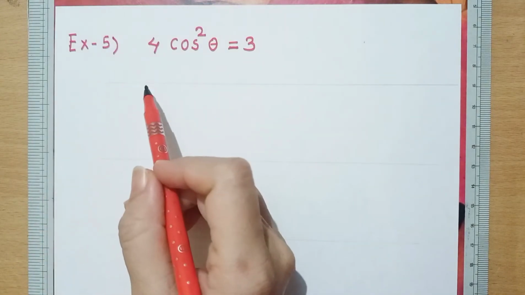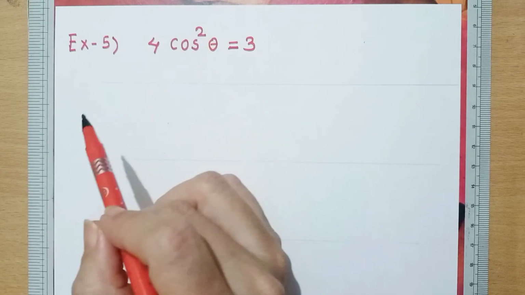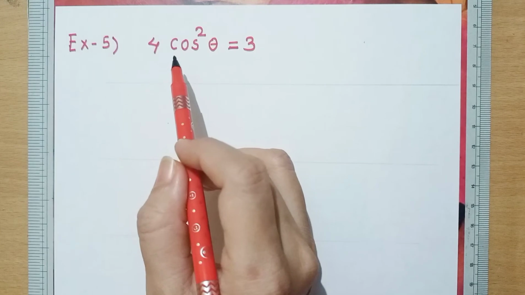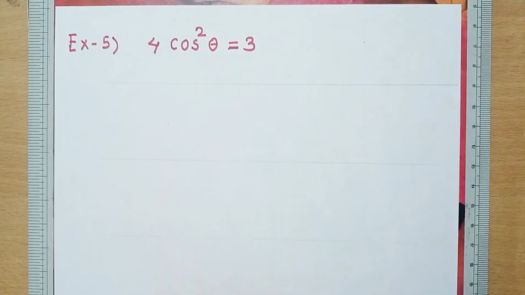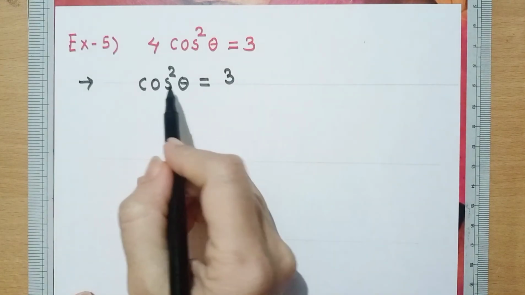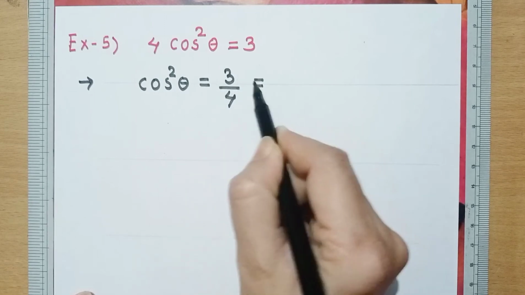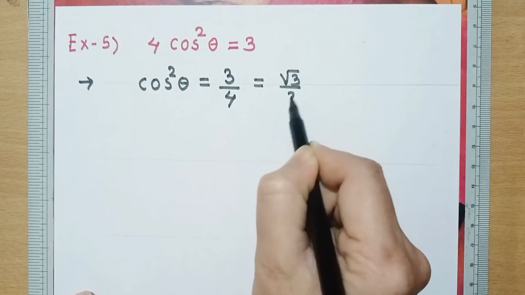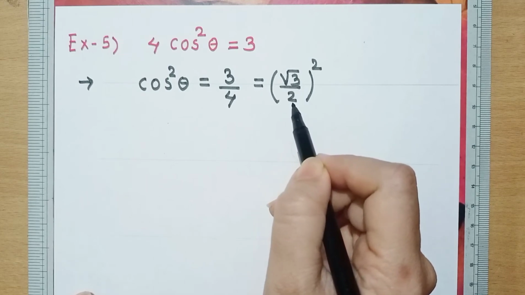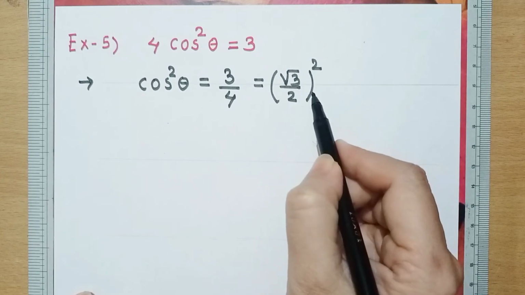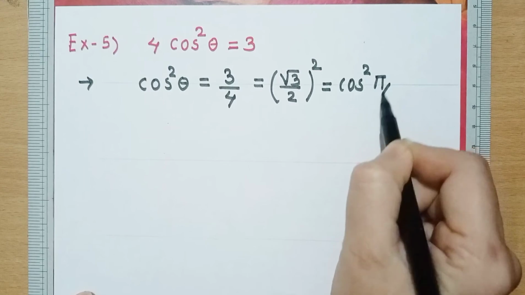This is our fifth example, 4 cos square theta equal to 3, and here we can observe this is a square term, that means we can use here the cos square theta equal to cos square alpha formula. So move this 4 there, we have cos square theta equal to 3 upon 4. Again we will keep this in square form, so this is equal to root 3 upon 2 bracket square, and we know that root 3 upon 2 is the value for cos of pi by 6, means cos 30. So here we will write cos square of pi by 6.